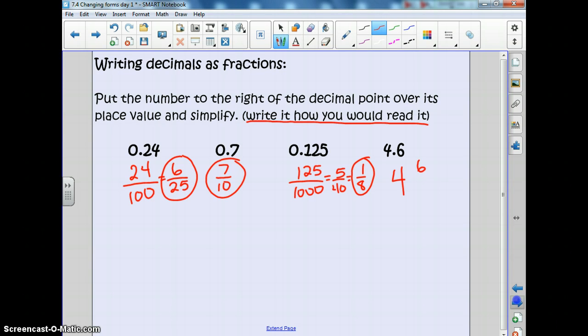4 6/10. So I'm just going to leave the 4 out there and just reduce that one. 4 3/5. All right, 4 3/5. Questions on those? Okay, moving on.